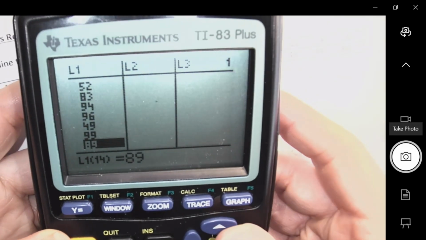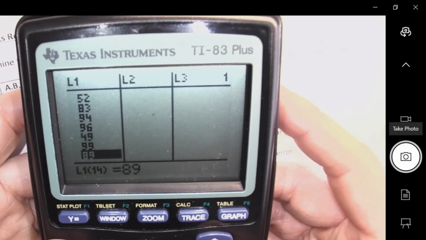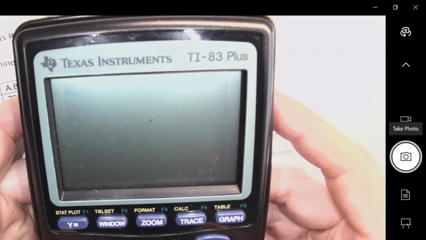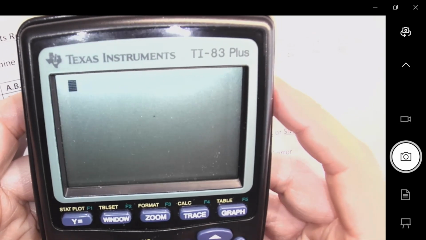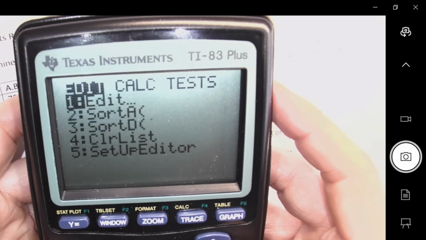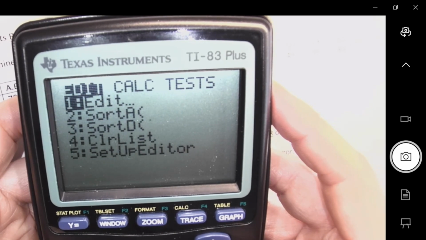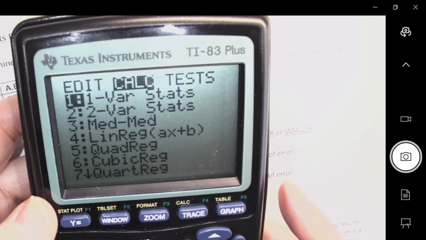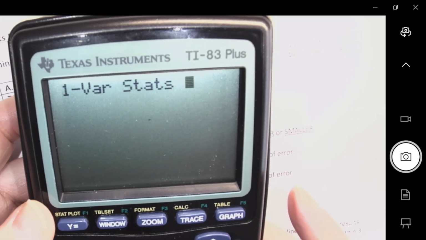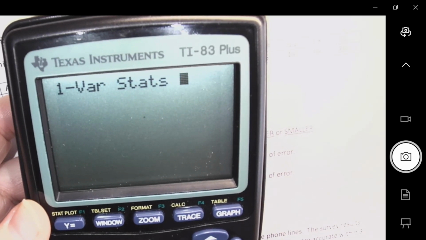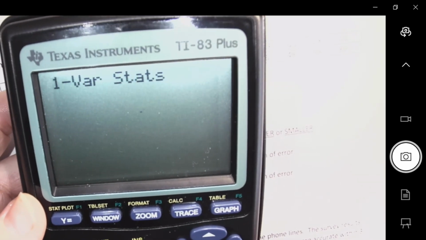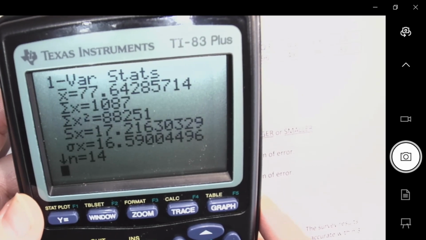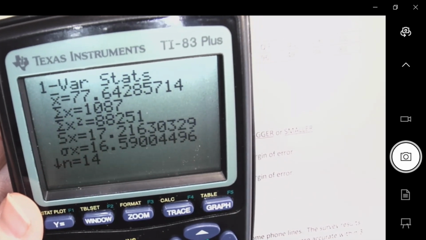Okay, so I have my data entered in there. Now I'm going to get out of there, just on my home screen. Stat, what? Calculate, one variable statistics. You can hit L1 if you want, but if you just hit enter, it's automatically doing L1. So I have a mean.